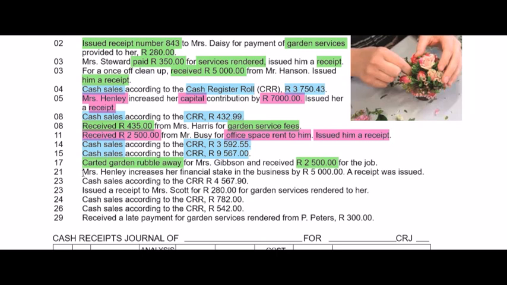it says Mrs. Henley, remember that's our owner, increases her financial stake in the business. Now that's just a very, very fancy way to say she added capital to the business. By 5,000 Rand, a receipt was issued. So don't let all of these big words fool you. It's just another capital contribution.